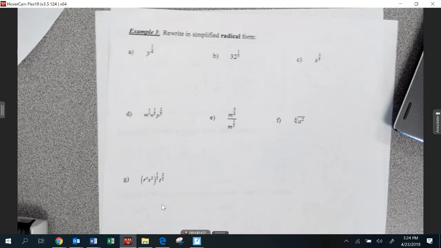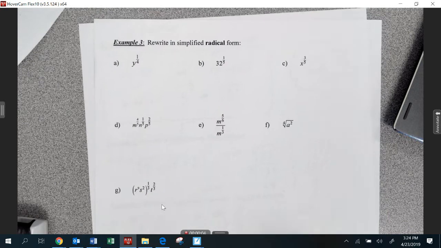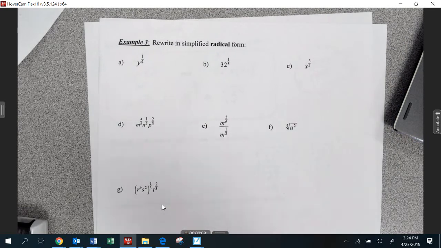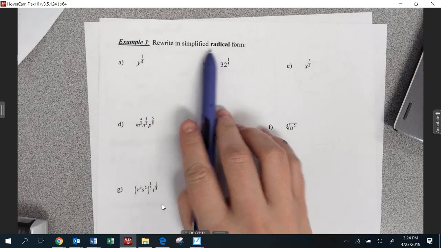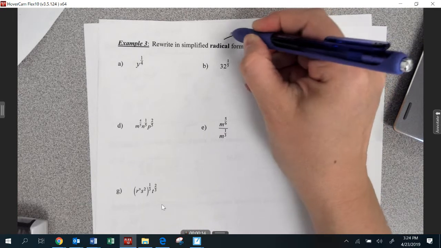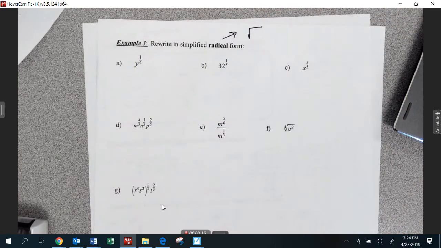All right, in this video, I'm going to be wrapping up the radicals notes here with these examples. I'll fit it in under the title Example 3. In these examples, we are supposed to rewrite these into simplified radical form. So our answer should end up with a radical in it unless we can simplify or evaluate it a little bit further than that.